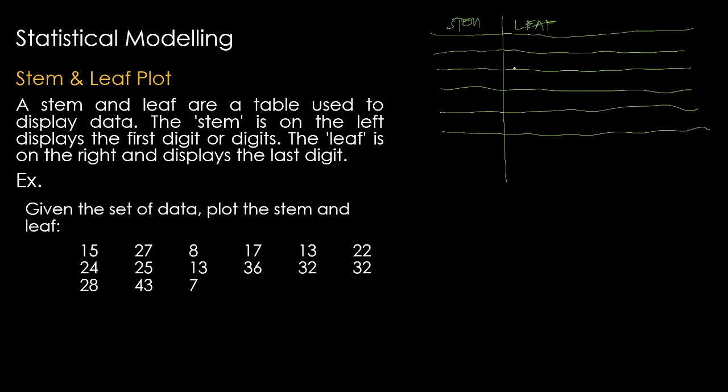Before you can write your data in a stem and leaf plot, you first need to rearrange your data into ascending or descending order, depending on your choice. But for our example, let's say that we are to arrange our sample in ascending order. So what is the first data if we are considering ascending order? The first data is 7. Next, 8. Next, 13. There are two 13s, so you should write 13s. Next, 15. Next, 17. Next.